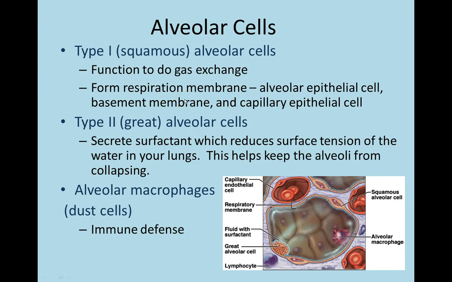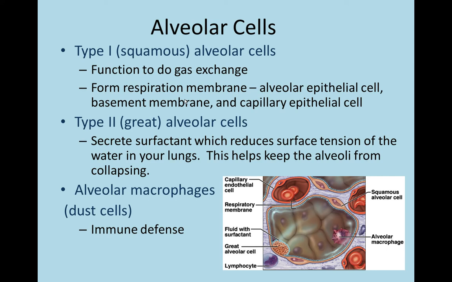All right, within an alveolus you find several different types of cells. So you find type 1 cells, also called squamous cells, and they are the ones that form the wall of the alveolus. So they are your alveolar epithelial cells, and their function is to be thin. That's what squamous means, right? It's flat, and that allows for gas exchange across their membranes.